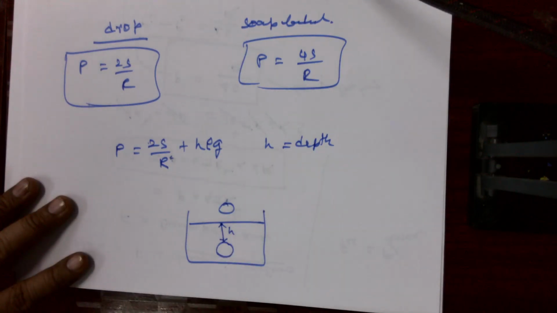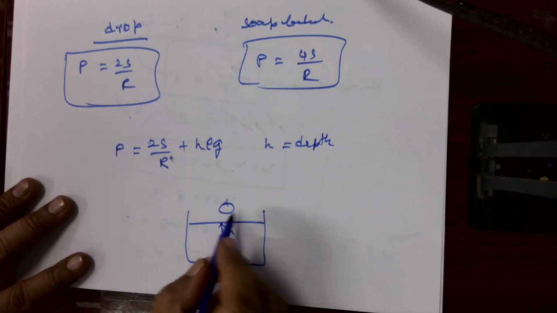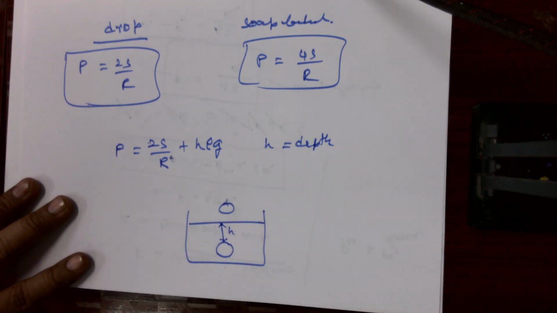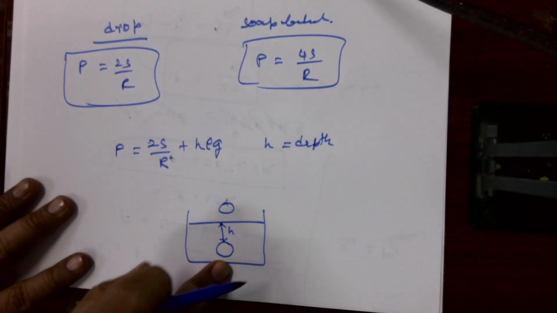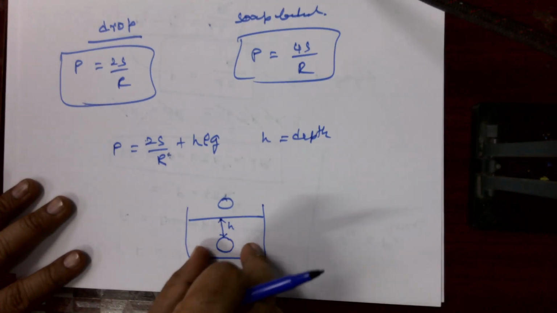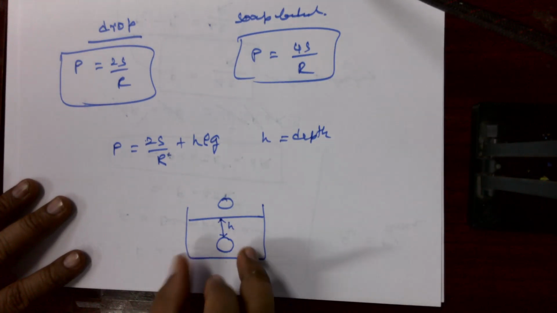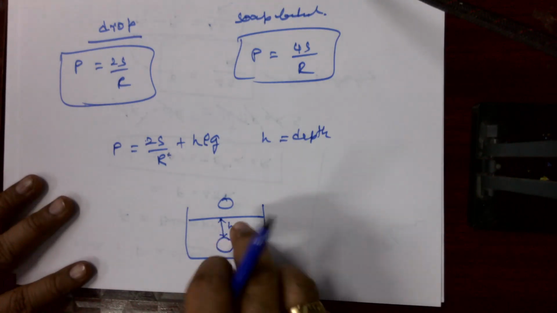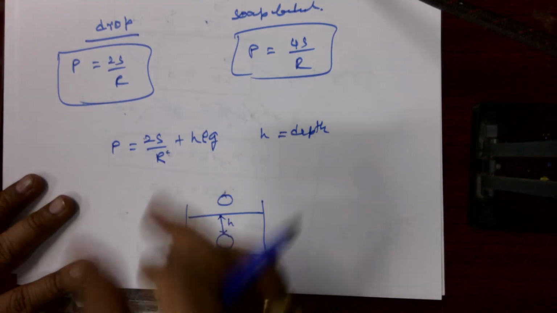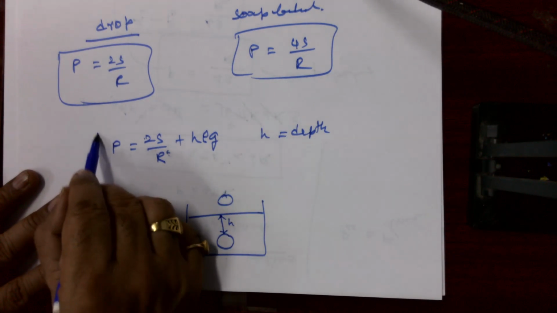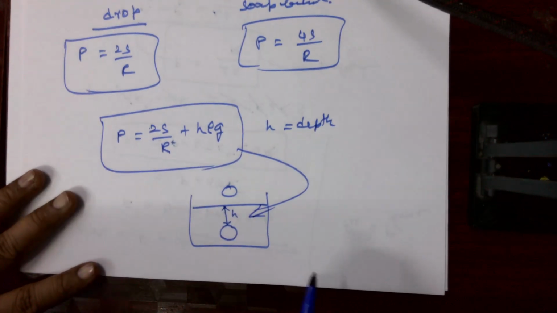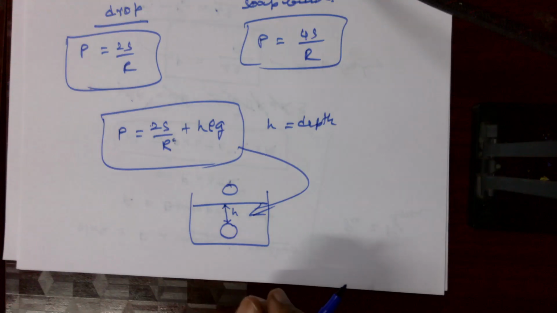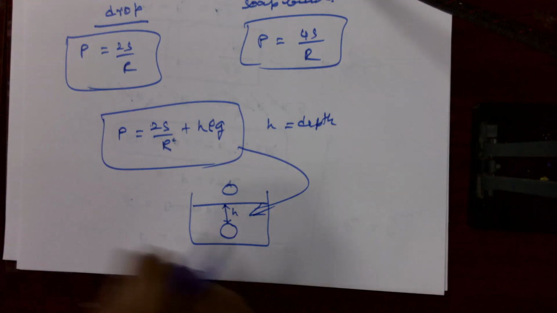That is also important. For a bubble at the free surface, you can call it 2S by R. But for a bubble deep inside the container, you have to include the pressure gradient also, that is h rho g. So this is meant for the bubble inside the liquid. You understand this?